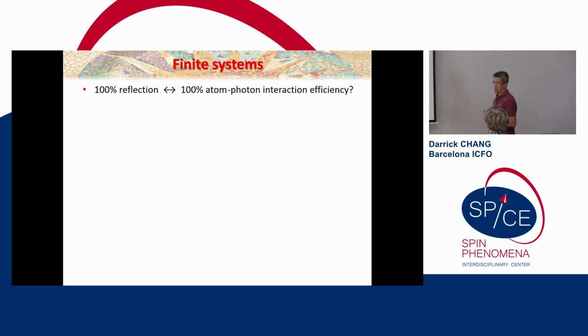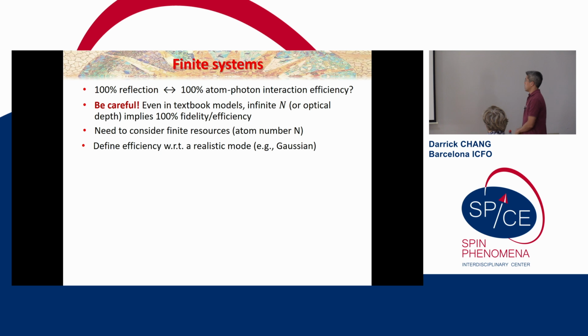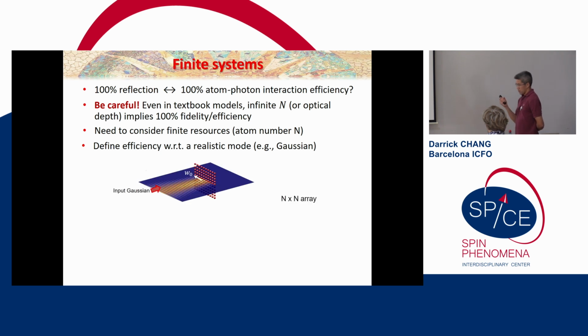But then you can ask, well, what if I try to functionalize it into something that's a little bit more quantum? In particular, you might get excited because you would say, well, maybe 100% reflection is actually a signature that I have 100% atom-photon interaction efficiency. And that turns out to be true, but before you get too excited about that, you should realize that even in textbook models, if I have an infinite number of atoms, then my optical depth could be infinite, so I have infinite resources, and then I can also do everything perfectly. So the real argument to make is not when you have an infinite system, but when you have a finite-sized array. So let me talk about what efficiency really means in an experimental sense.